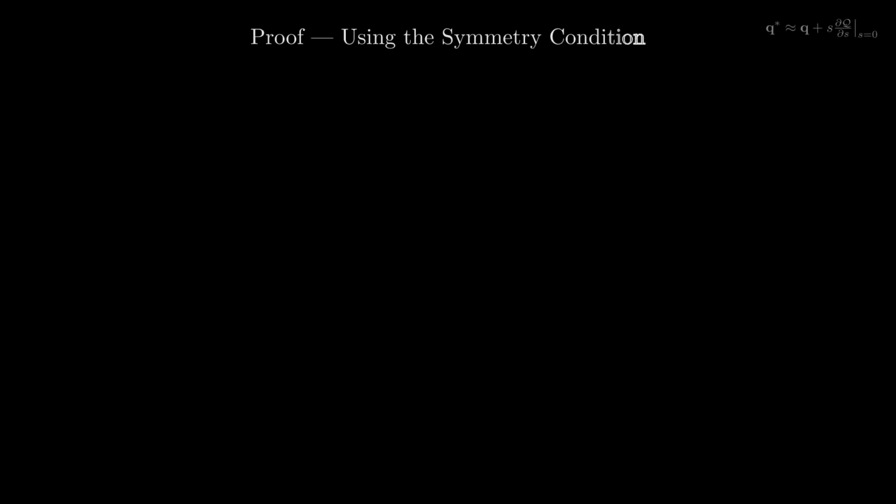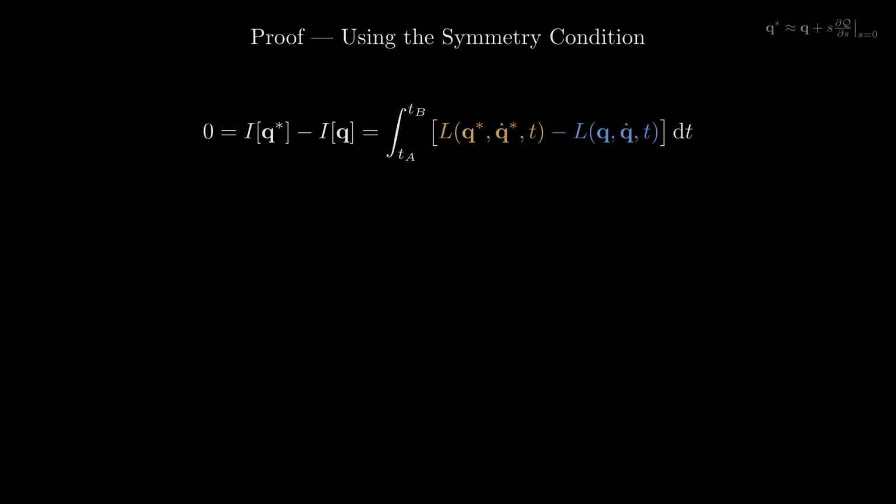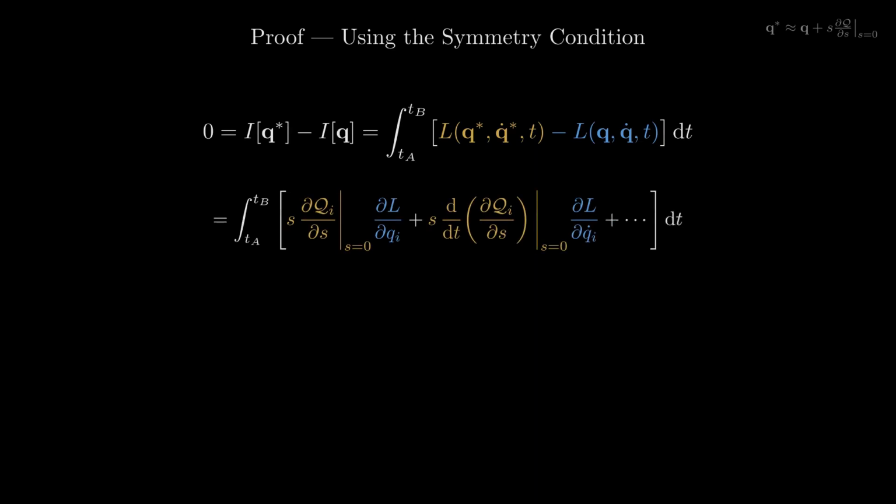Recall, if Q is a continuous symmetry of the action, then the action of q star will equal the action of q, so their difference is 0. We can use a definition of the action to produce the following integral. Let's now replace q star with the relation we found before in terms of q, and note that since s is assumed to be very small, we have the Lagrangian of a small variation in q minus the Lagrangian of q, perfect for applying Taylor's theorem again, this time in multiple variables. We can once again neglect the higher order terms of order s squared, which we have already taken to be essentially 0.